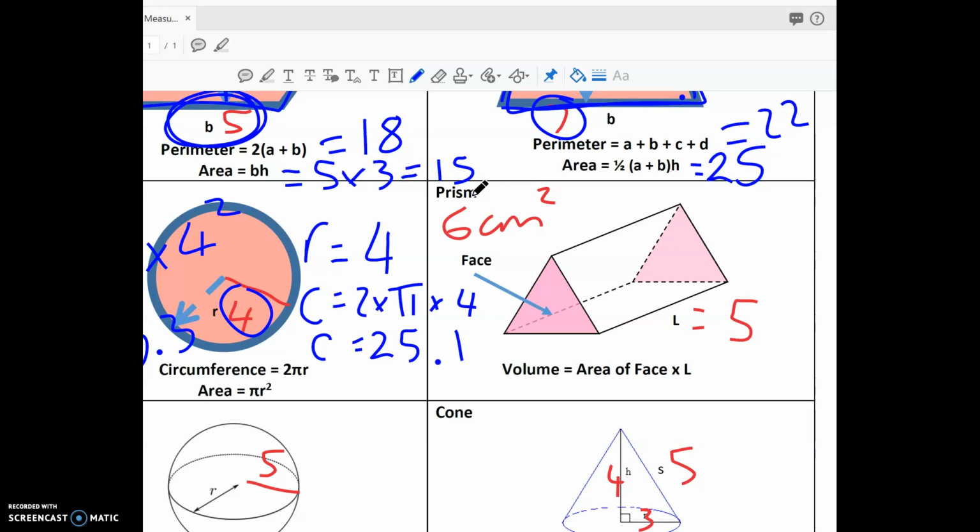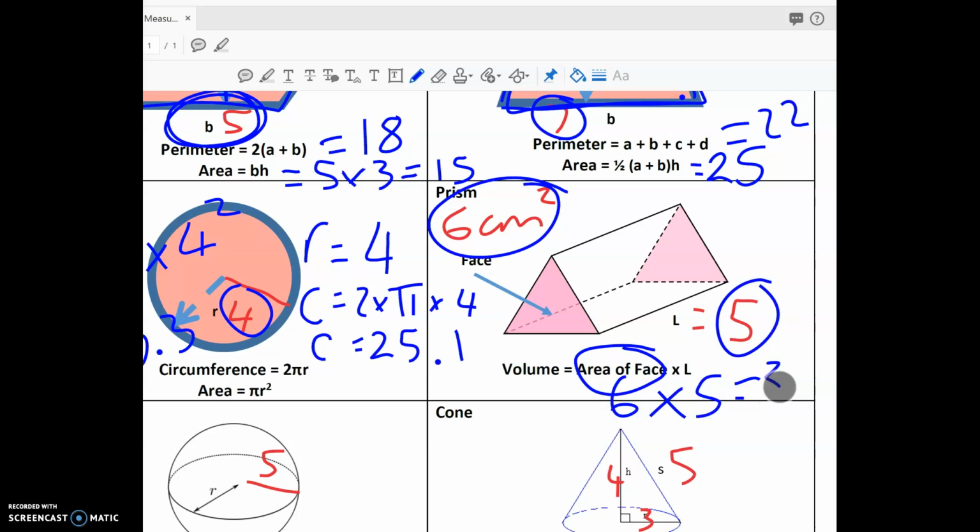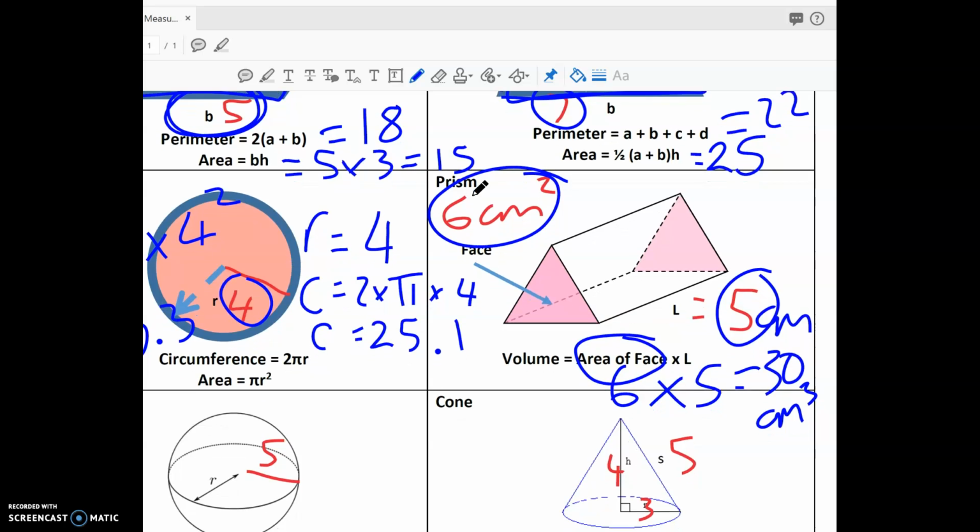Okay, so here we can see the area of the face has been given to us. So the area of the face is 6, and the length is 5. So we know that it's 30. But if this was centimetres and that's centimetres squared, it's going to be centimetres cubed for volume. So area is the units squared, volume is the units cubed.